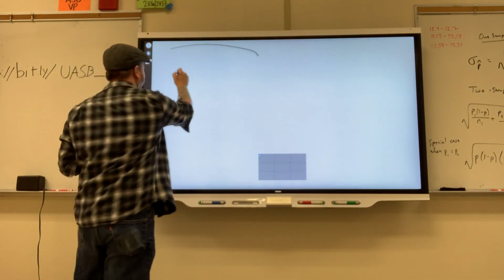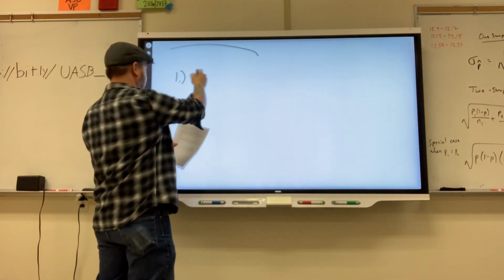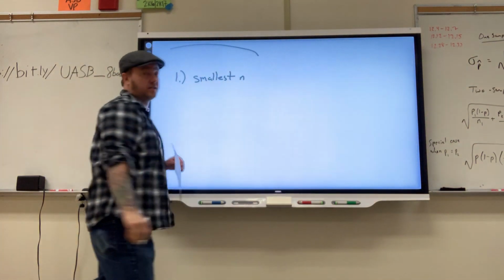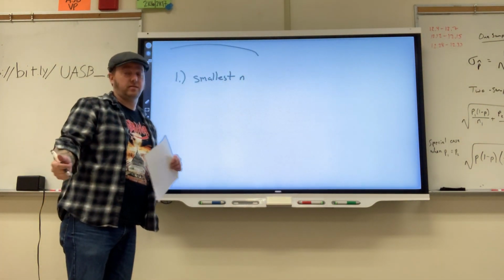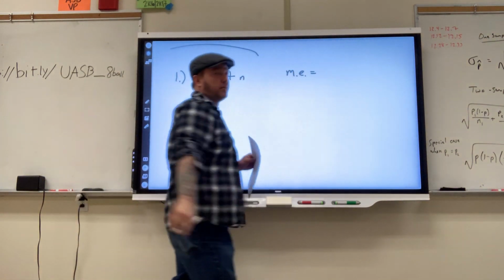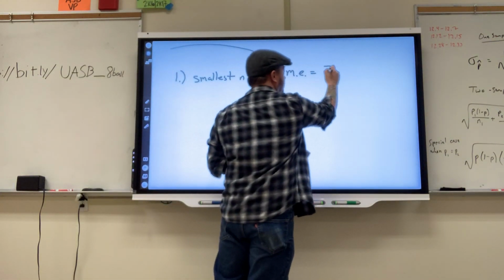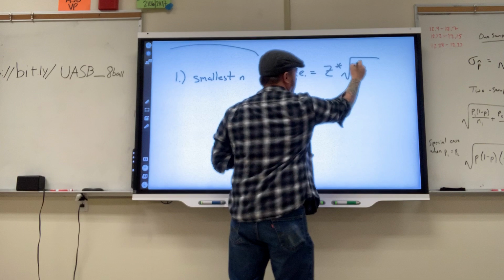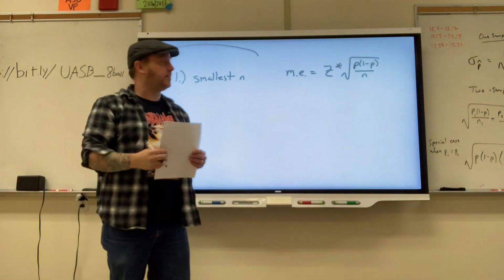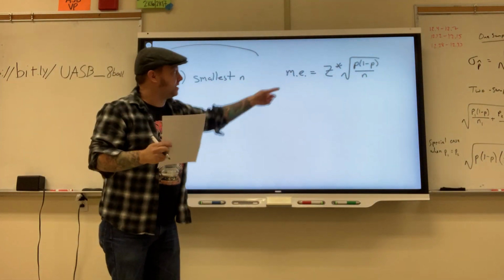Number one, I will ask you about the smallest n. How do we find the smallest n? Well, margin of error equals what? That's right. Margin of error equals z star times root pq over n. You'll notice that q is 1 minus p. It's the same thing. There we go.